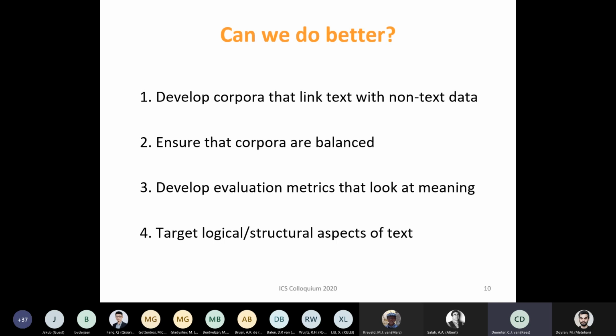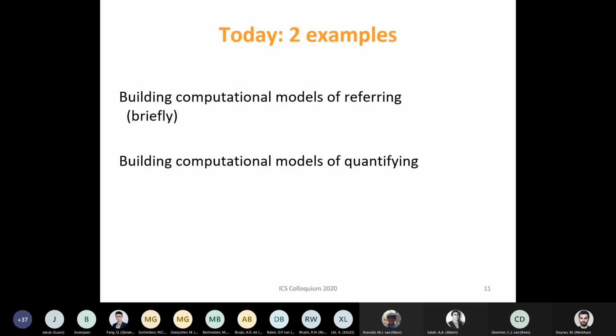Develop metrics that look at meaning. And fourth, focus on the things that are hard. Focus on the things that we can't do, which is mainly structural, broadly speaking, logical aspects of text. Words like not, words like all. So those are some very programmatic introductory remarks. And what I want to do is give 2 examples.